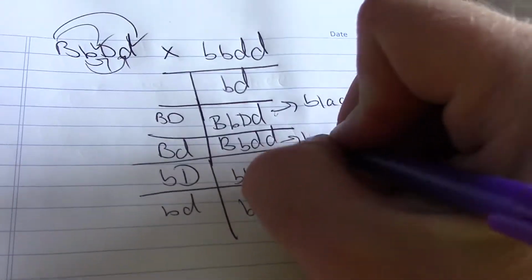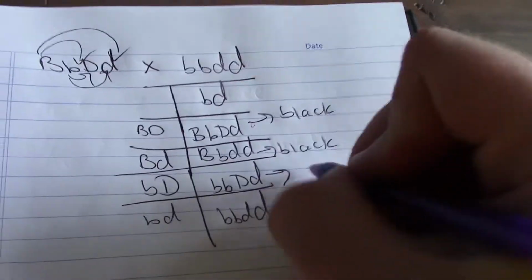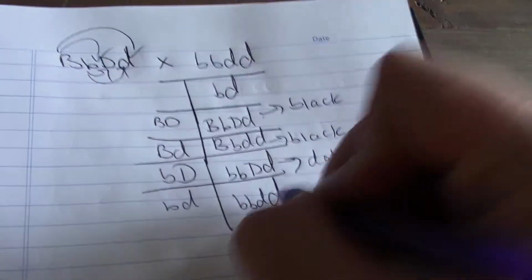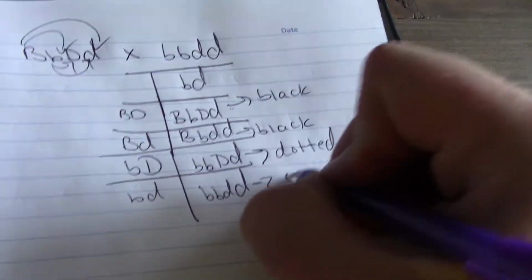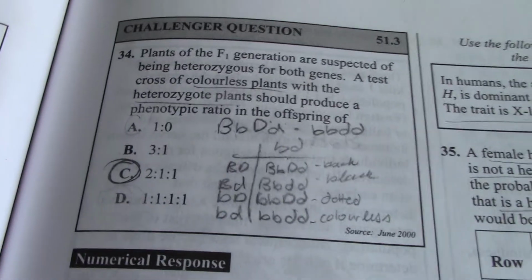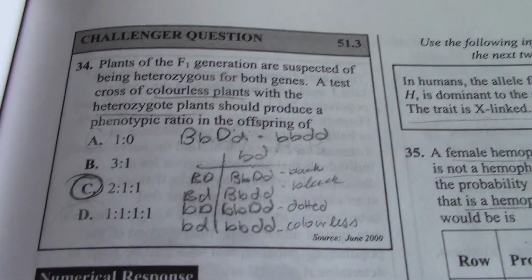So that's black. That's black. That will be dotted because B is in the homozygous recessive condition, and that will be colorless. So you should have 2 to 1 to 1 to 1. So your answer should be C. Okay?